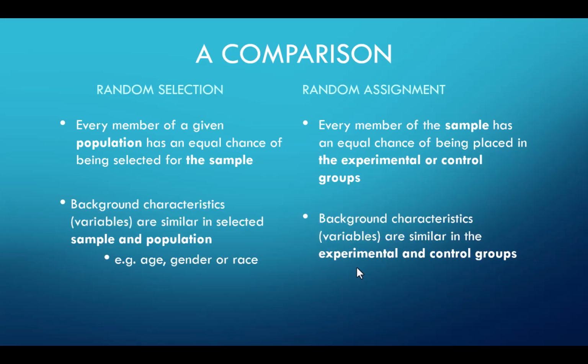Background characteristics in random selection, we want them to be similar in the sample and the population. So we want a representative sample. In random assignment, we also want those background characteristics to be similar, but we're now looking at the experimental and the control groups. Random selection gives us external validity, and random assignment gives us internal validity. So let's go back and go over our example using vocabulary that we've been talking about in several videos.